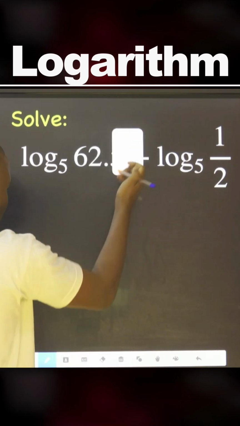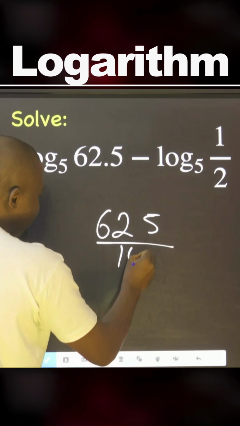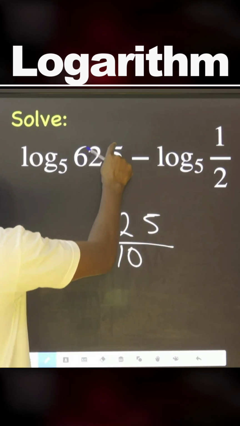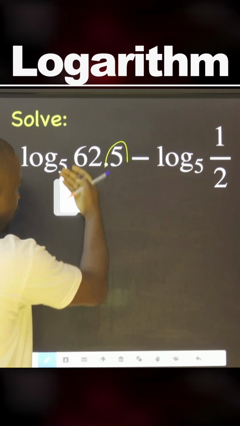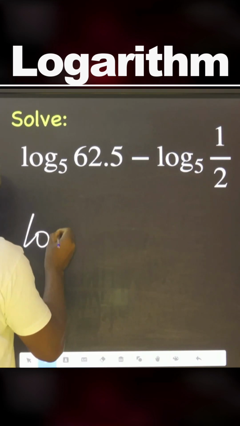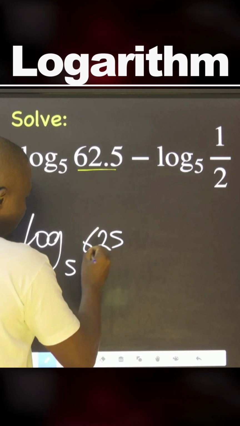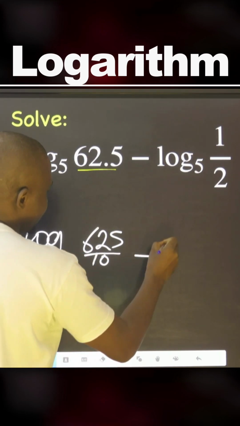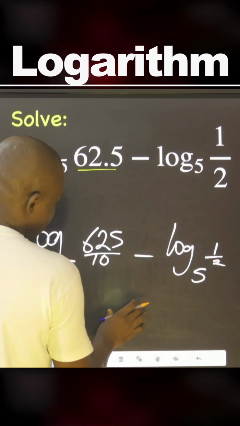This simply means what? 625 over 10, by moving this decimal to this side. What I will do now, I will replace this with over 10. Okay?